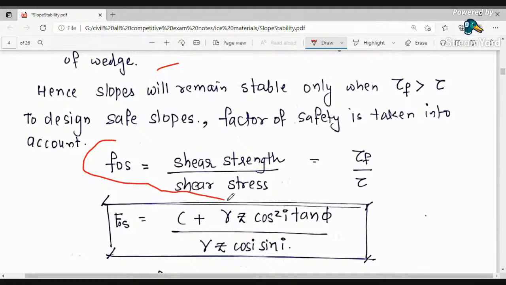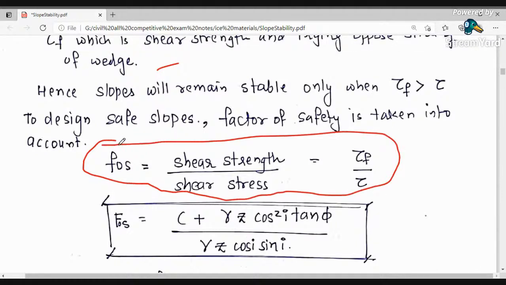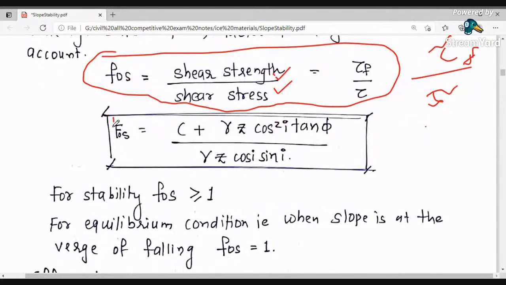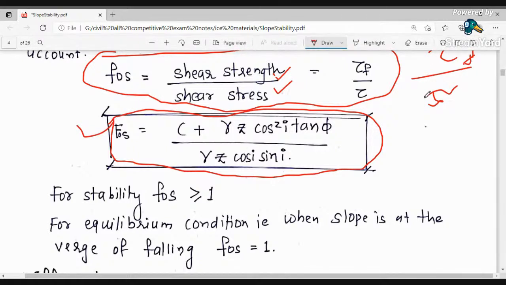So for the factor of safety, we basically take one ratio, that is shear strength with respect to shear stress, that is tau f by tau. So the factor of safety generally is a formula. That formula you have to remember. I will not go into the derivations. You can refer to any book for the derivations, because in an MCQ exam you only have to know the formula. But you also have to get an idea of how to derive those equations, otherwise you may get confused when you go for solving the questions.